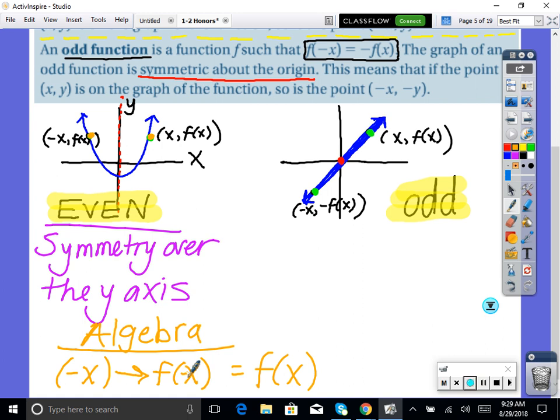Okay. So, odd functions. Let's talk about odd. Odds have symmetry over the y then x axis. Or you could do the x then y. I just always think of the y then x. It will be the same. So you have to have symmetry over both axes. So symmetry over y then x.